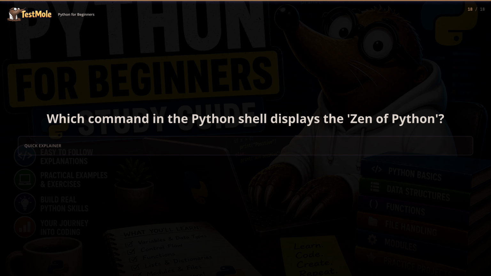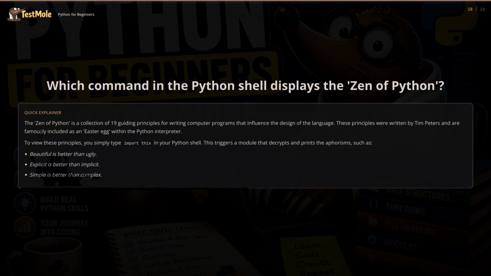Which command in the Python shell displays the Zen of Python? The Zen of Python is a collection of 19 guiding principles for writing computer programs that influence the design of the language. These principles were written by Tim Peters and are famously included as an Easter egg within the Python interpreter. To view these principles, you simply type import this in your Python shell. This triggers a module that decrypts and prints the aphorisms such as beautiful is better than ugly, explicit is better than implicit, simple is better than complex.